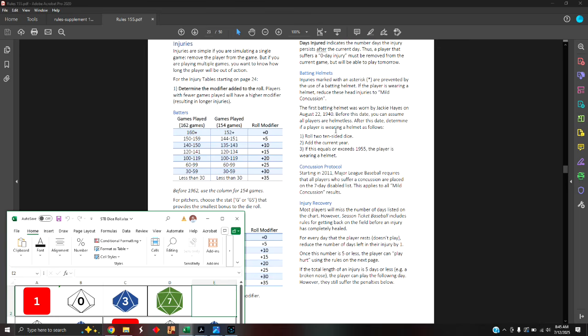And this makes a note. The first batting helmet was worn in 1940. Before that date, so if anything before August 22nd, 1940, you can assume the players are not wearing helmets. After that day, you could roll 2 10-sided dice, add to the current year, and if it's equal to or more than 1955, the player's wearing a helmet. That's to simulate the fact that not everybody just started wearing helmets in 1940. It was kind of phased in, if you will. So not everybody wore them, but as time went on, more and more players started wearing them. So that's how you can kind of simulate that.